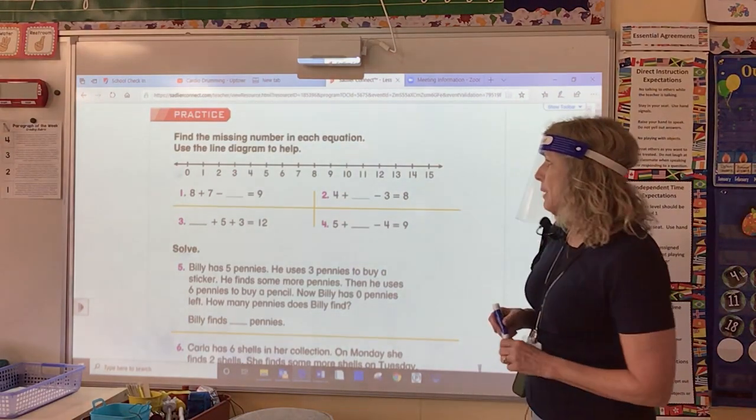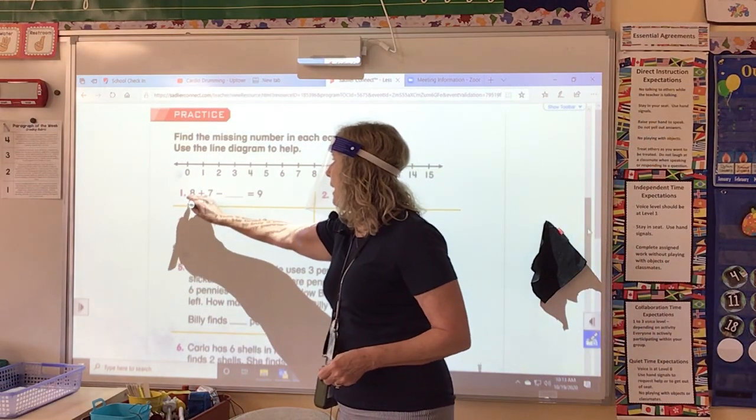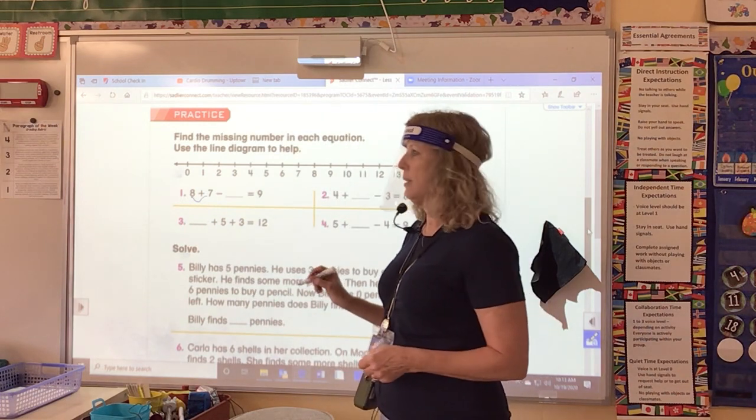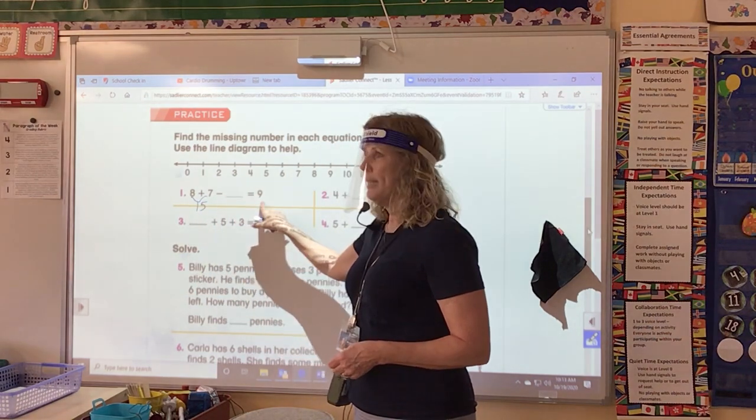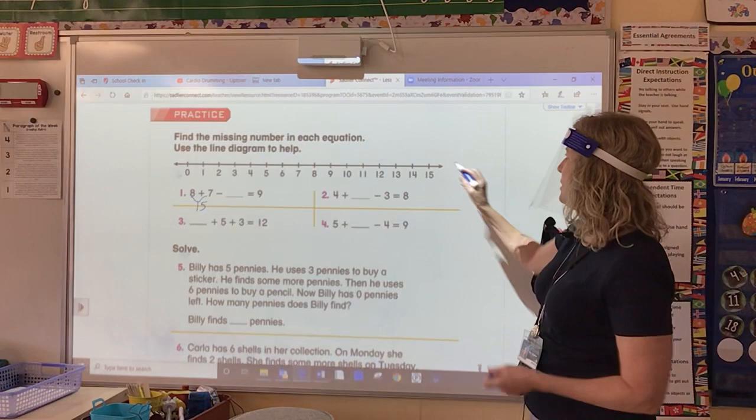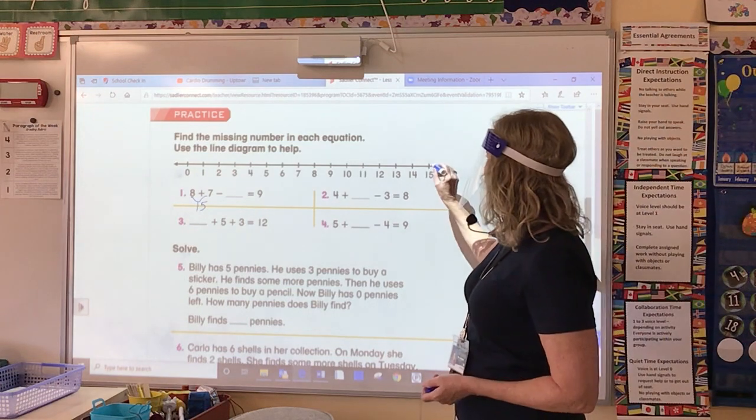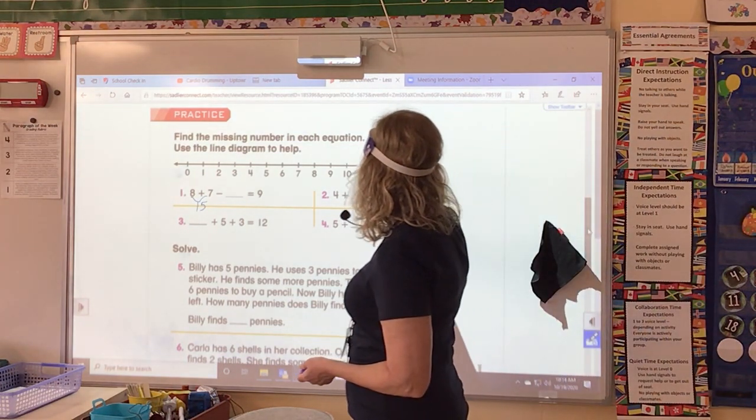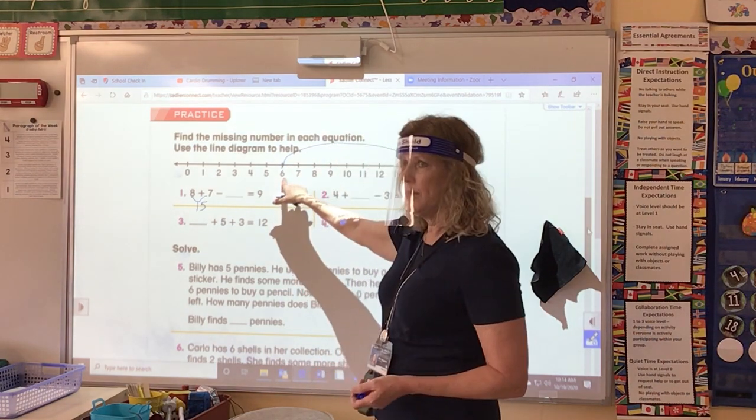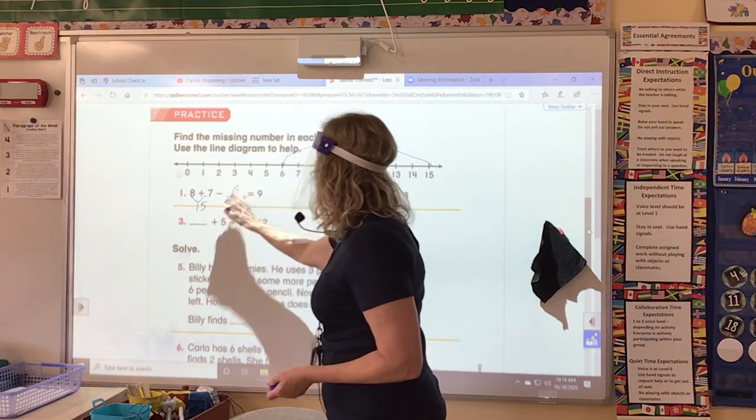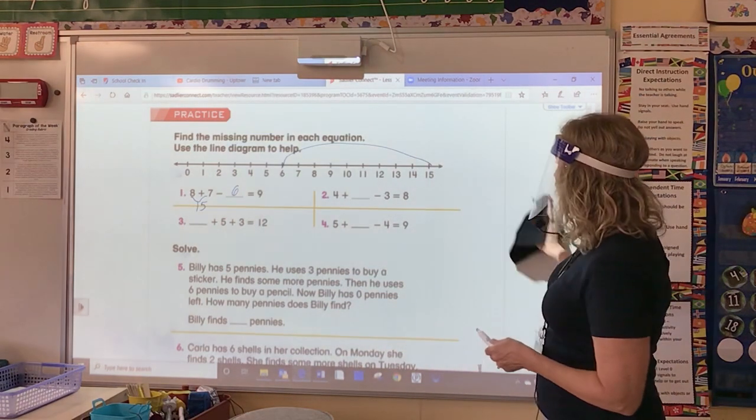Okay, so 8 plus 7 minus blank equals 9. The first thing we are going to do is add 8 plus 7, which is what, class? 15. Now, what we wanna do, 15 minus 9, 15 minus what equals 9? So we're gonna start at the 15. We are going to count backwards 9. So 1, 2, 3, 4, 5, 6, 7, 8, 9, which gives us 6. So 15 minus 6 equals 9. Very good.